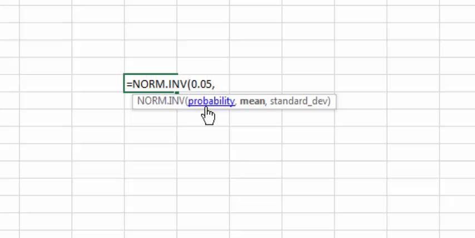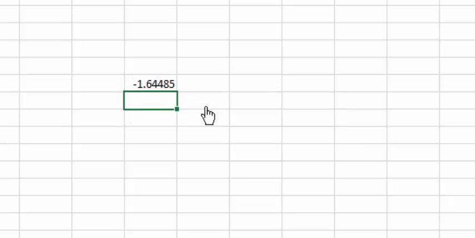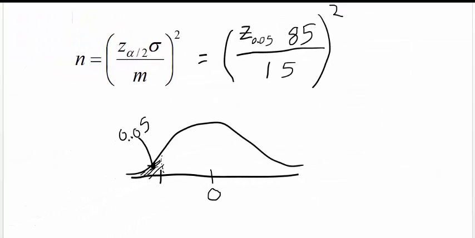0.05. The mean, we're talking about the standard normal distribution, so the mean will be 0, the standard deviation will be 1. My z-score is computed. So the z-score that has 5% probability to the left of it, this is the number I plug in to my formula here.